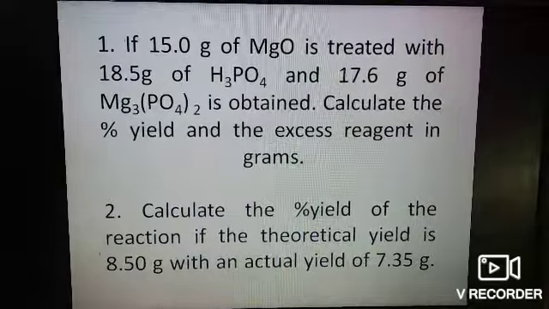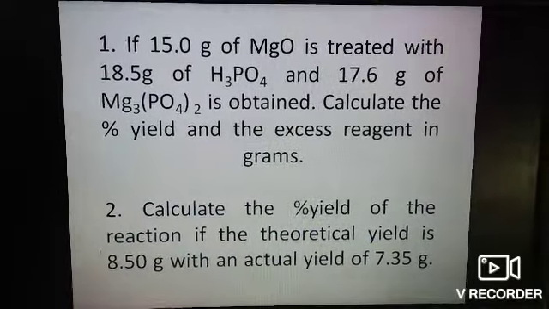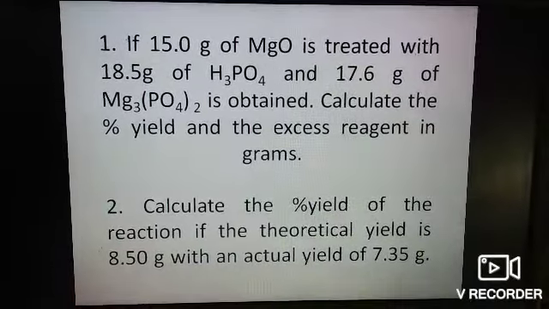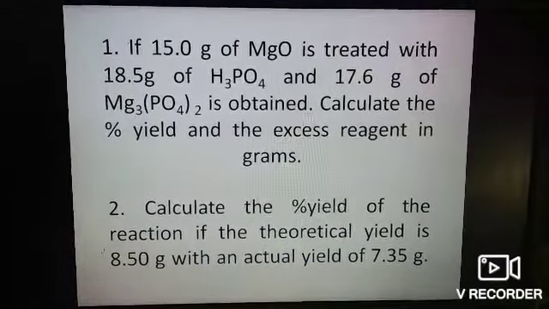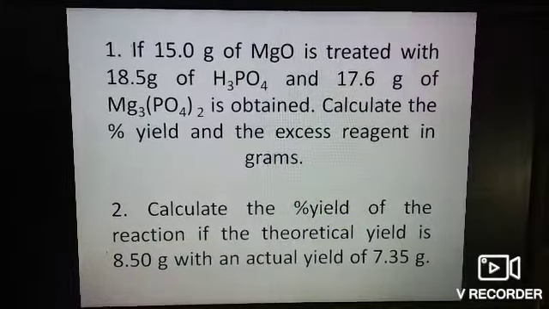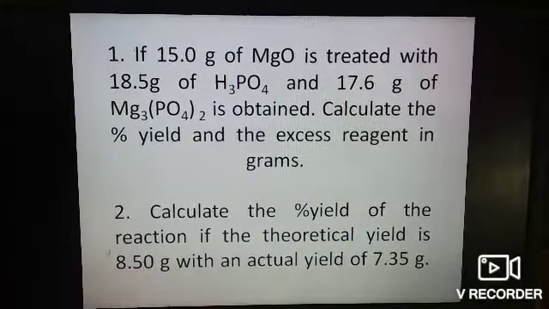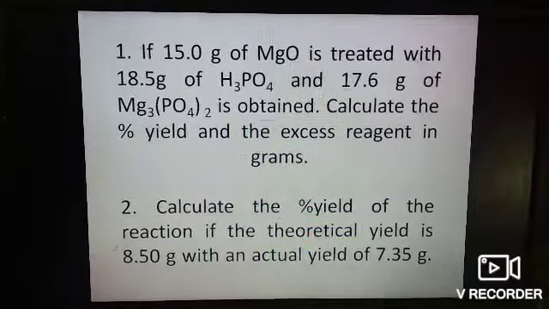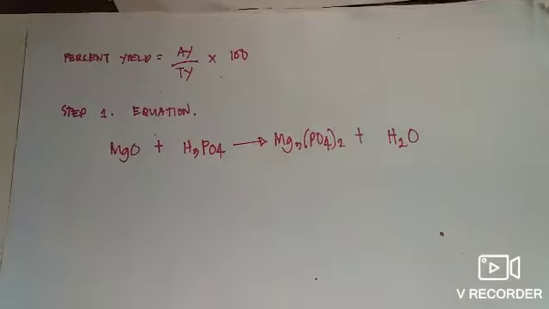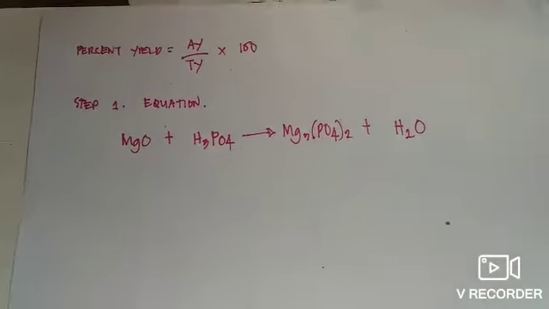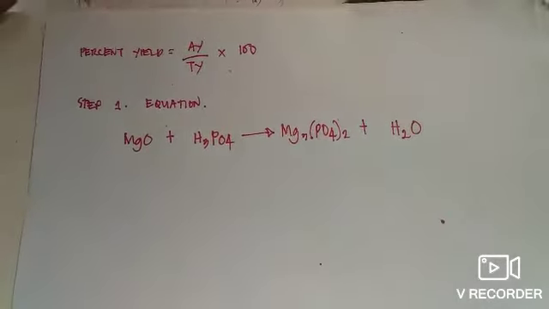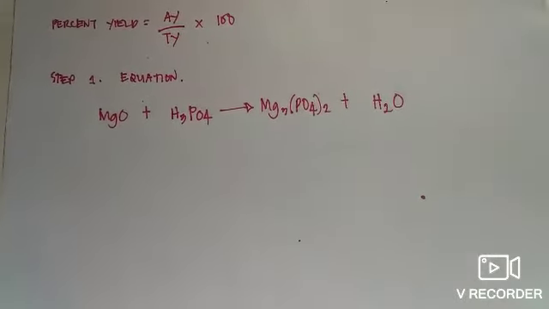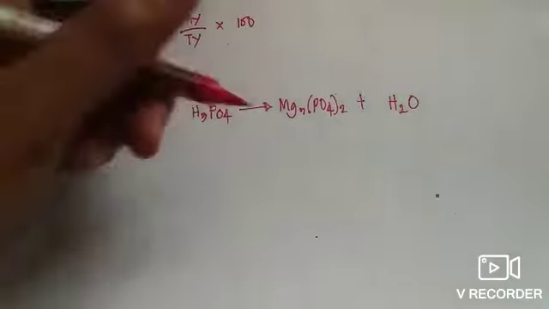Our first problem: if 15 grams of MgO is treated with 18.5 grams of H3PO4 and 17.6 grams of Mg3(PO4)2 is obtained, calculate the percent yield and excess reagent in grams. Our first step is the equation. Before we proceed to the calculation, we must balance the given equation.